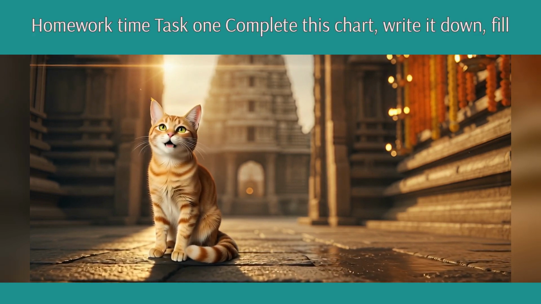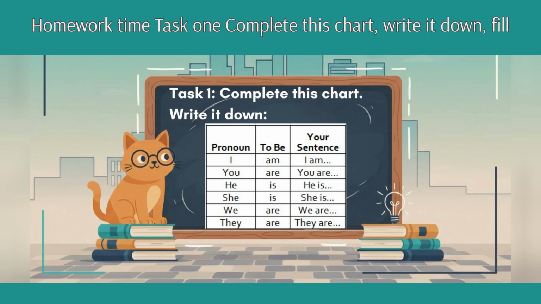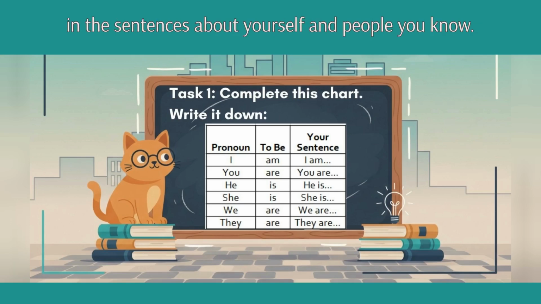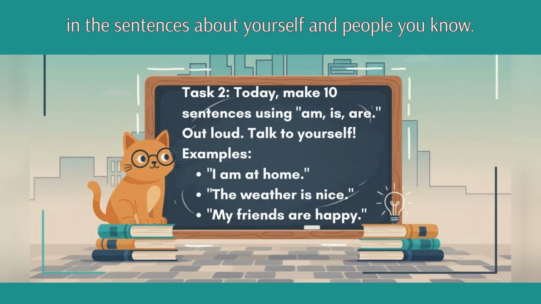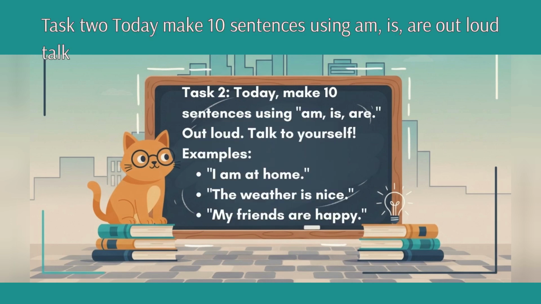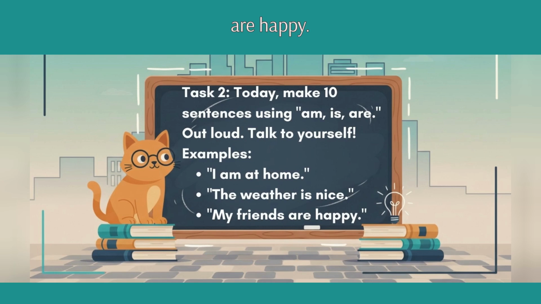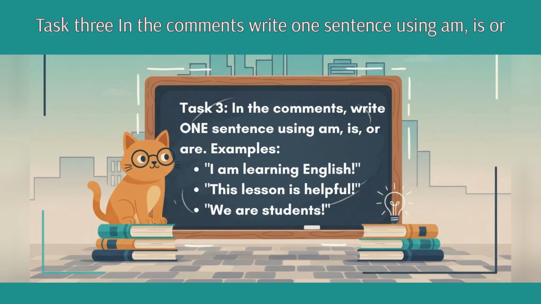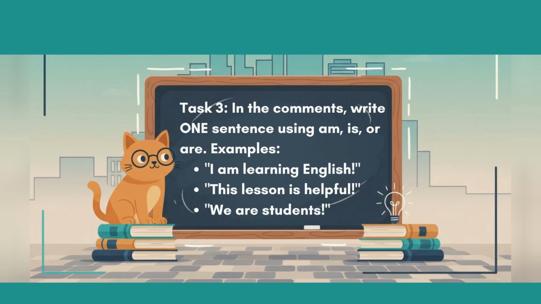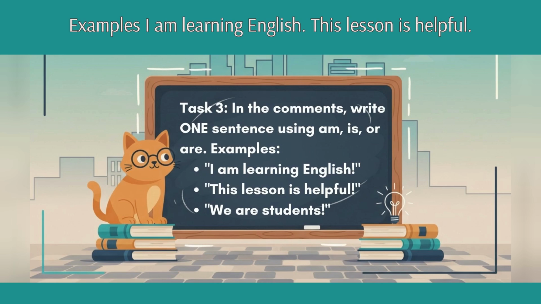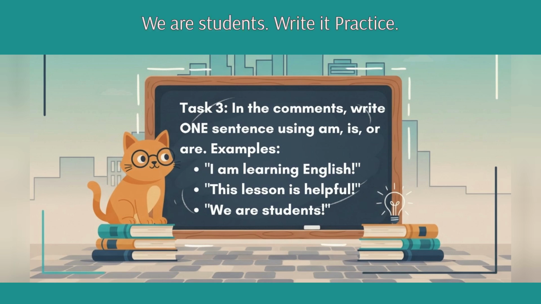Homework time. Task 1. Complete this chart. Write it down. Fill in the sentences about yourself and people you know. Task 2. Today, make 10 sentences using am, is, are, out loud. Talk to yourself. Examples. I am at home. The weather is nice. My friends are happy. Task 3. In the comments, write one sentence using am, is, or are. Examples. I am learning English. This lesson is helpful. We are students.